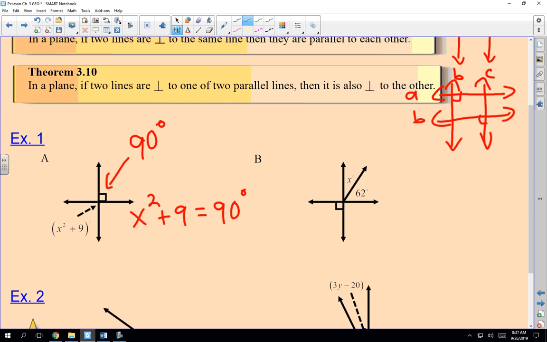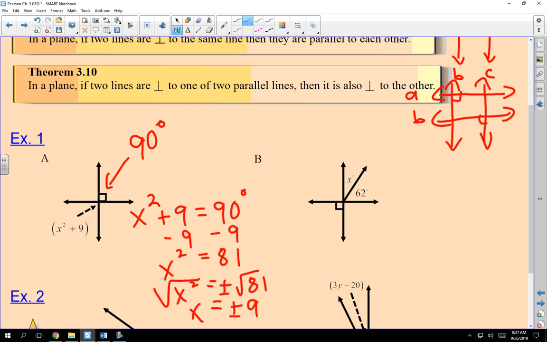Now this one, when we solve it, subtract 9 from each side, I get x squared equals 81. We've got to take the plus or minus square root of each side. And so we get the square root of x squared equals plus or minus the square root of 81. So x equals plus or minus 9. And both the positive and negative will work in this case.